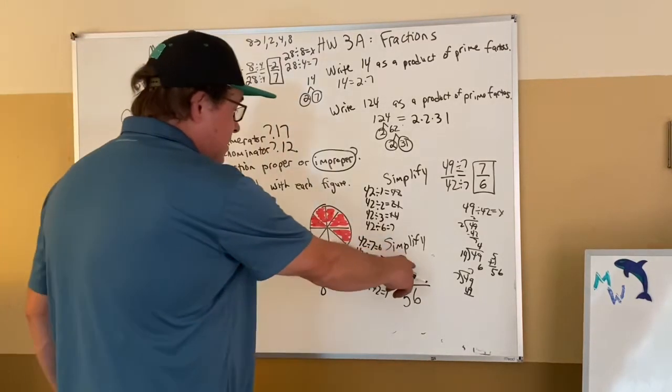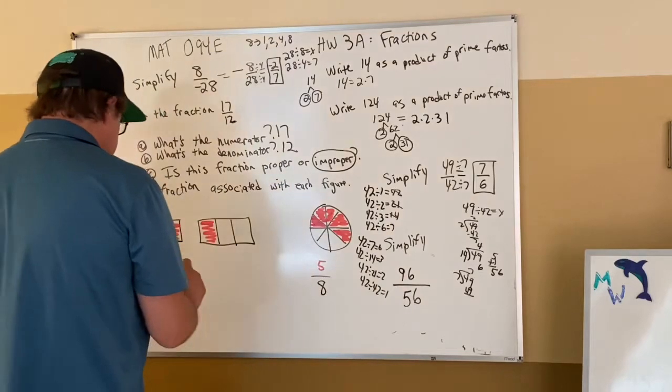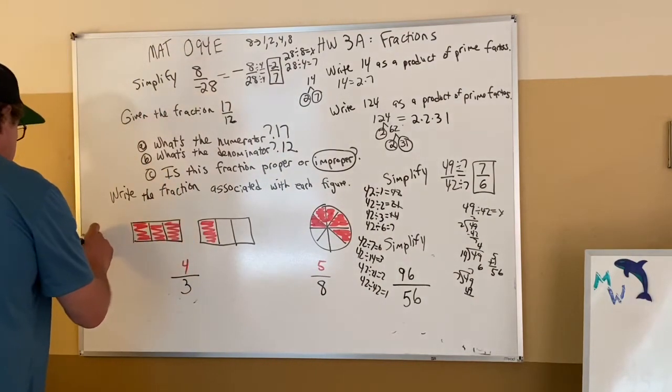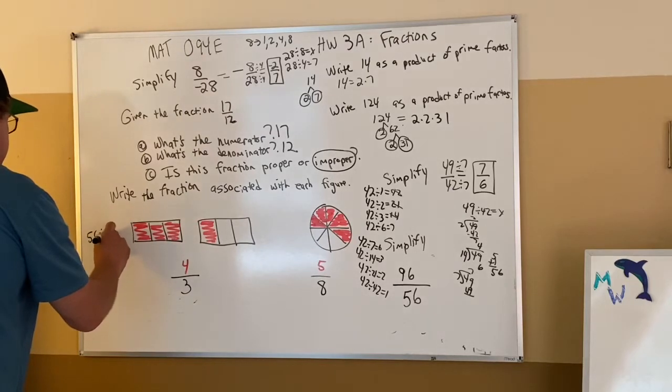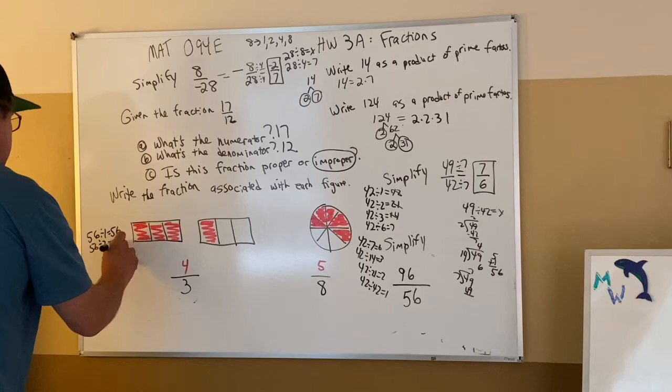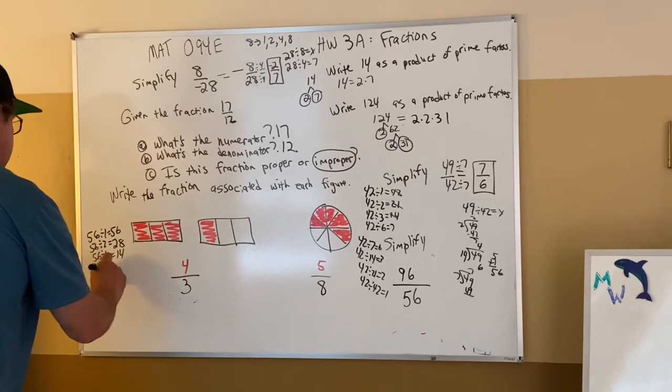This last one says simplify 96 over 56. 56 is the smaller number. Okay, so 56 divides by 1 to get 56. 56 divides by 2 will give me 28. 56 doesn't divide by 3, but divides by 4 will give me 14. 56 doesn't divide by 5 or 6, but 7 gets me 8.